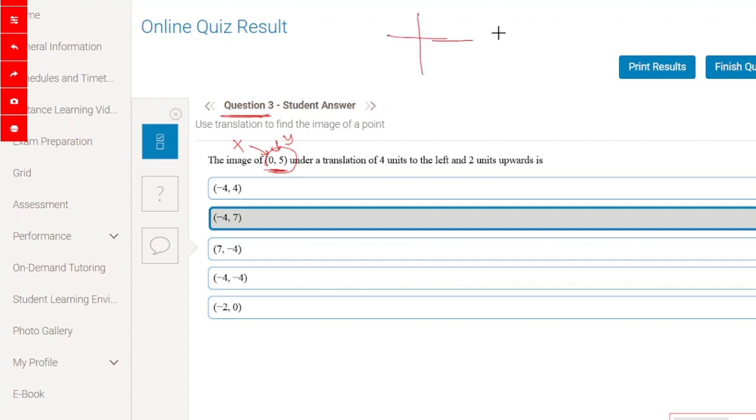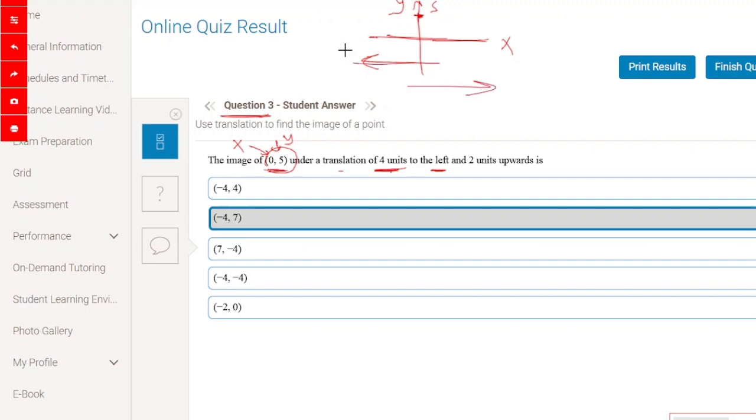If we draw it like this, this is the x and this is the y. Here x is 0 and y is 5, so the point will be here. Now, under a translation of 4 units to the left, that means we will talk about the x. So the value of x will be changed by 4 units. Here it is saying to the left, so this is the left and this is the right of x.